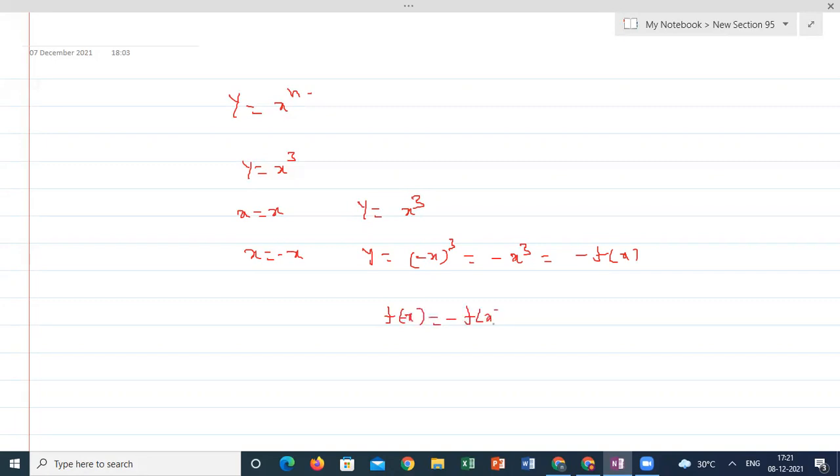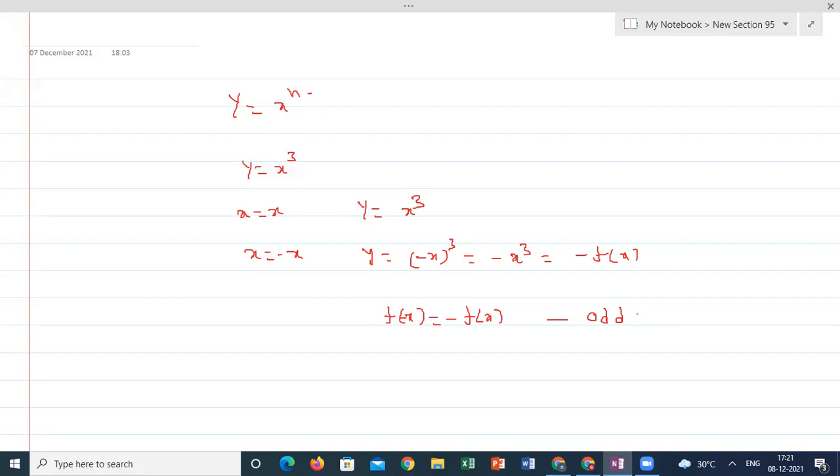Y is equal to x power n, where n is odd. I'm taking y is equal to x cube. X is equal to x, I will get y is equal to x cube. If I'm substituting x is equal to minus x, y is equal to minus x whole cube. That is minus x cube, can be written as minus f of x. In this case, my f of minus x will be equal to minus of f of x. That's the reason it is called odd functions.